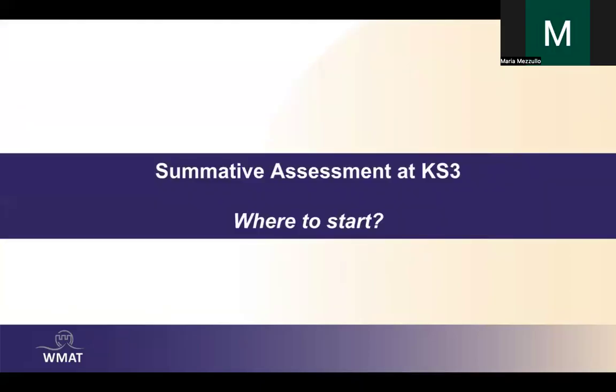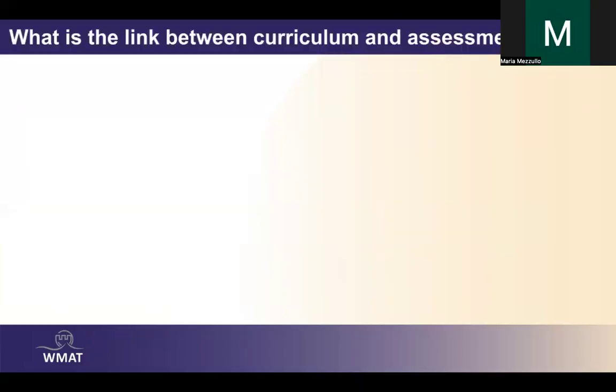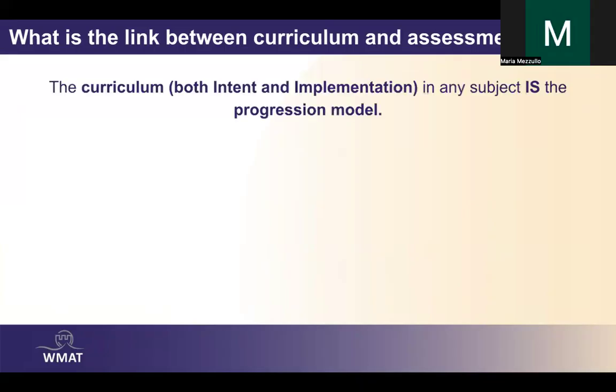So when we think about summative assessment at Key Stage 3 and where we start, I think a good place to start would be the link between curriculum and assessment. And I said earlier, you can't really do assessment without curriculum, and you can't do curriculum without assessment. So the two are inextricably linked. Particularly at Key Stage 3, when we are designing our summative assessment or our assessment model, we've got to think about the curriculum, both its intent and implementation, so the plan and the delivery.